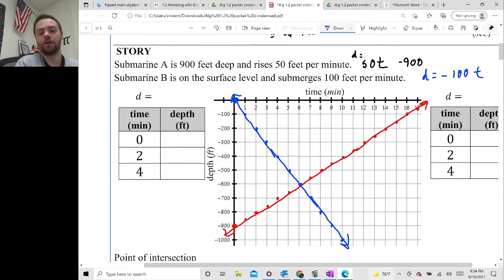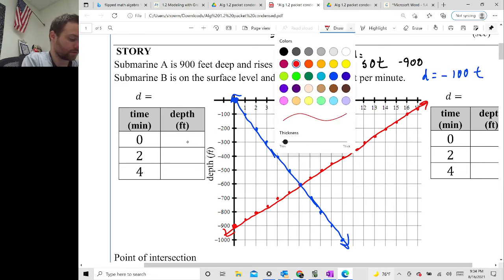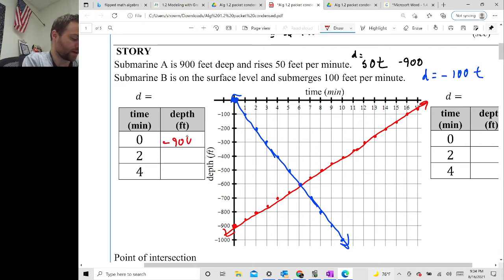So over here, they're asking you to find particular points using the equation. 50 times 0, if I plug that into this equation, 50 times 0 is 0. 0 minus 900 is negative 900. So that gives me that over here. When I plug in 0, I get back negative 900. But what if I plug in 2? Well, 2 times 50 is going to be 100. 100 minus 900 is going to be negative 800.